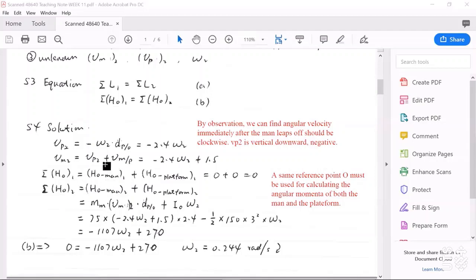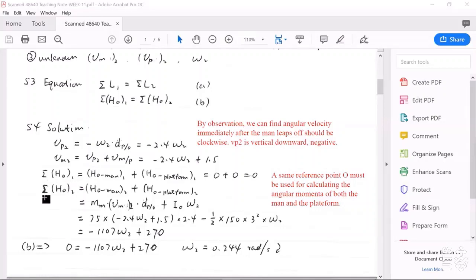So two items, one for the man and another one for the platform. Because initially the velocities are 0, the summation of angular momentum of these two rigid bodies in the initial position should be 0.